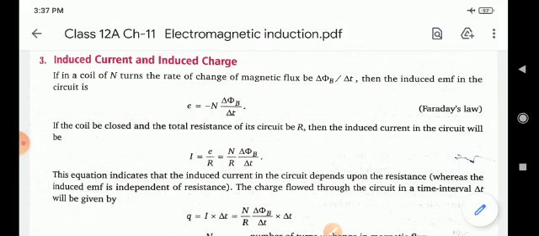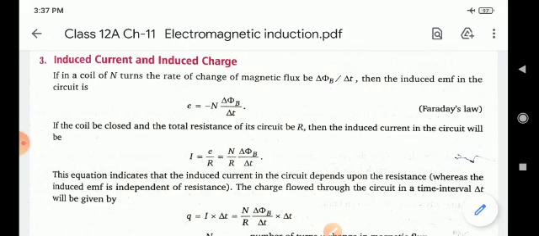What is induced current? Induced current is defined as the current induced in the conducting loop that is exposed to a changing magnetic field. It is the explanation of Lenz's law. This derivation is defined by Lenz's law.